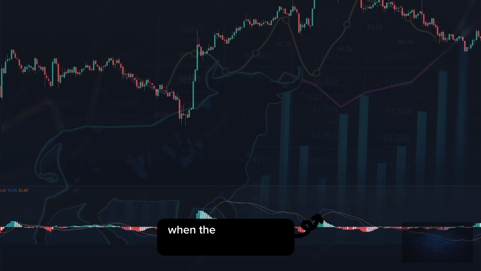It's the same concept with shorting. You only want to enter a short trade if the lines are crossing downward and it's above the zero line. So as you can see, this indicator is extremely easy to use. But the problem most traders encounter is that they only use this indicator by itself. Let me tell you why this doesn't work.